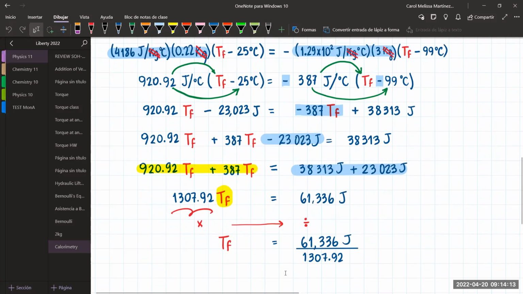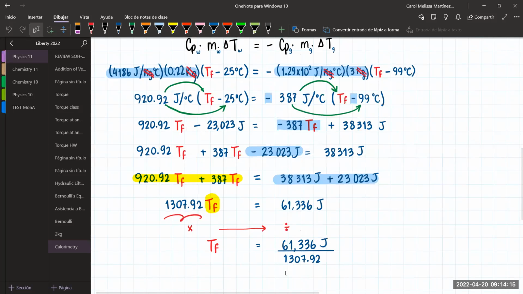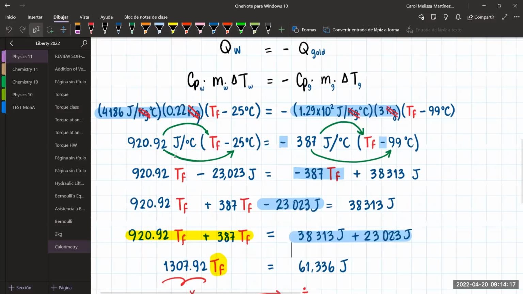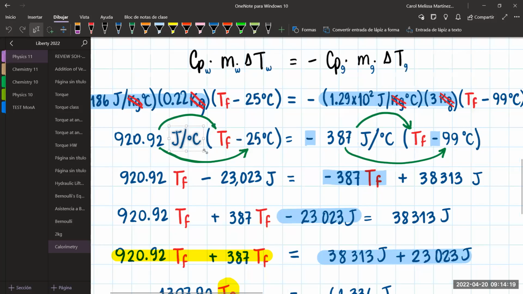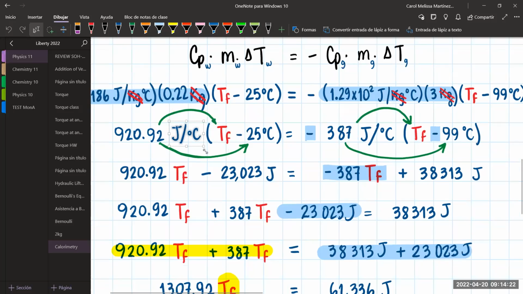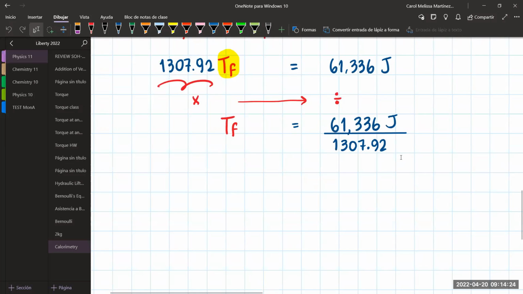Now this number had units in the beginning, okay? Remember that I stopped writing the units to make it less confusing, but I'm going to put the units again over there. These are joules over Celsius. So what happens here? Joules and joules are going to cancel, and it's going to give you just Celsius alone.